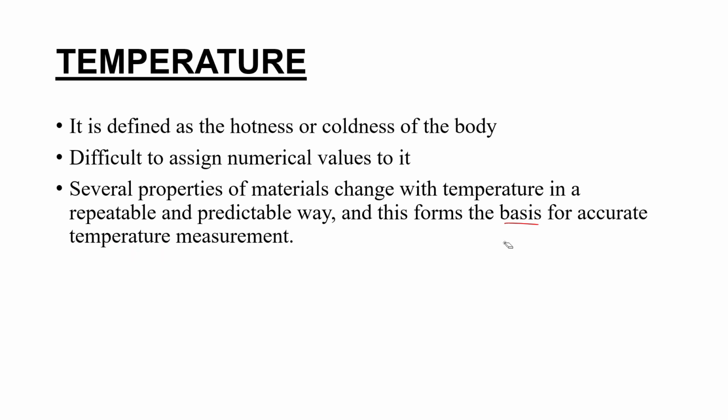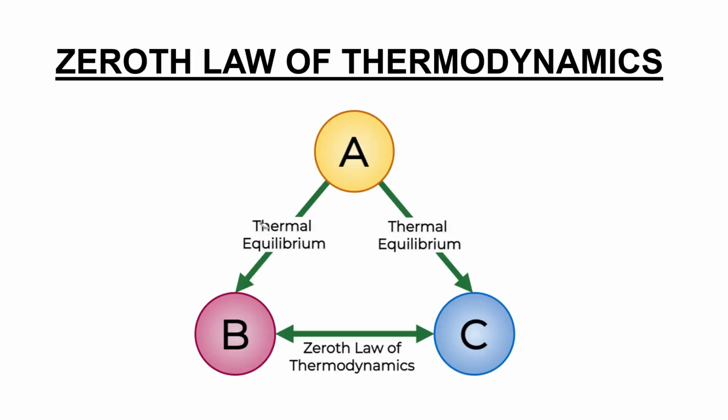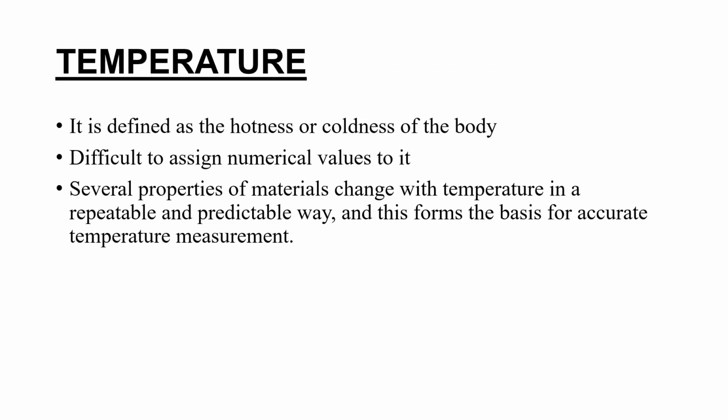Okay, so that means the property may be of a material like mercury, which is usually used in a thermometer. That should be repeatable: when the temperature goes up, the property of the material should also change in the same manner as earlier, and it should be easily predicted also. Okay, that is how you measure the temperature of a body.